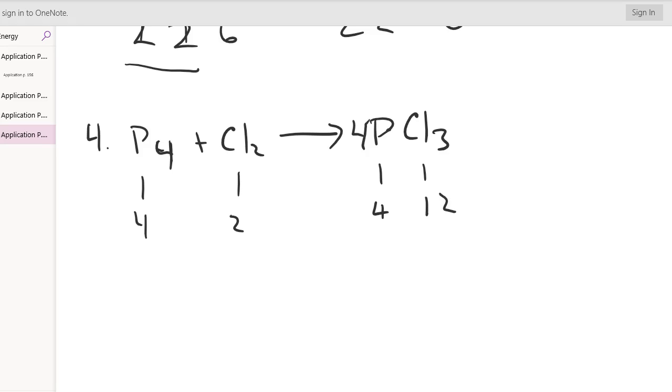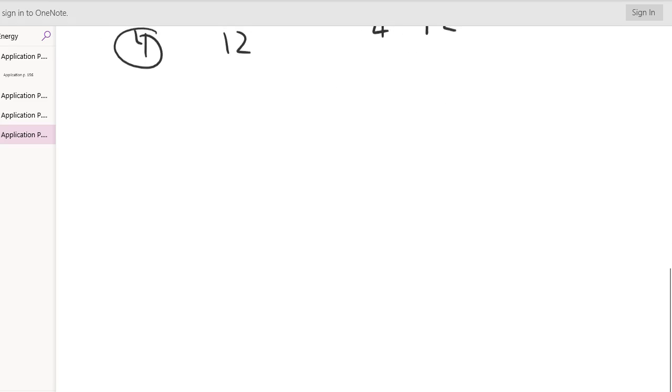So that means we have to come to the left-hand side. We're good with the 4, and for the chlorine, we're going to have to make this a 12. So if we want a 12, we're going to have to multiply this by 6. So now we have a balanced equation. Let's look at problem 5.